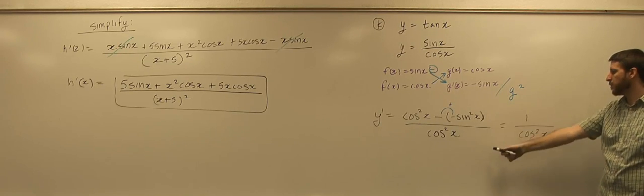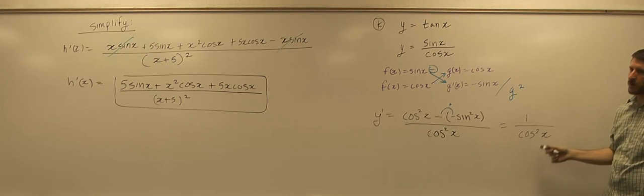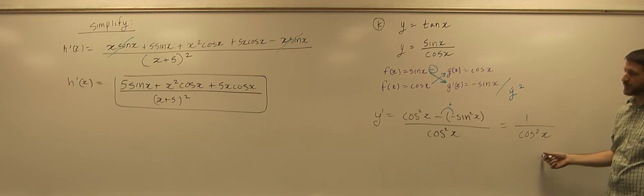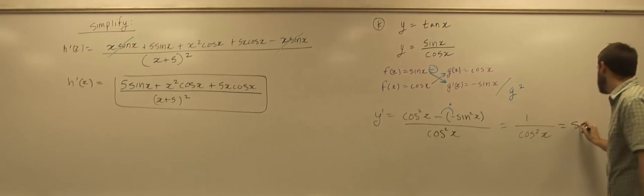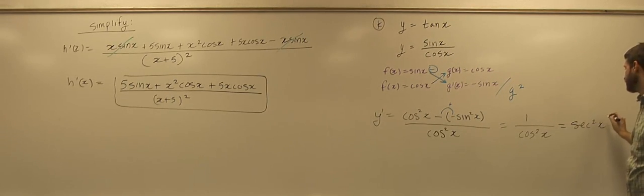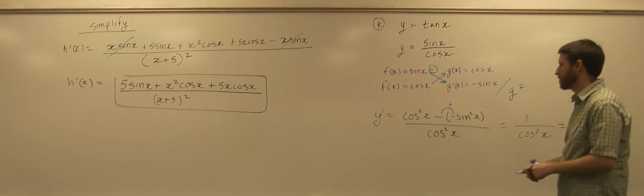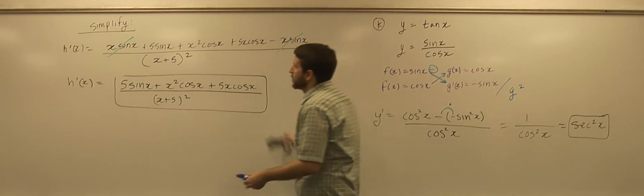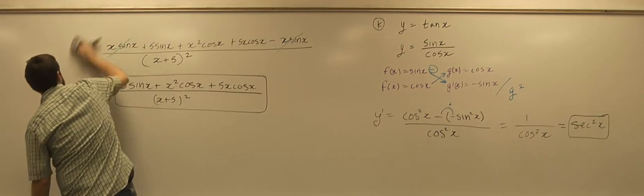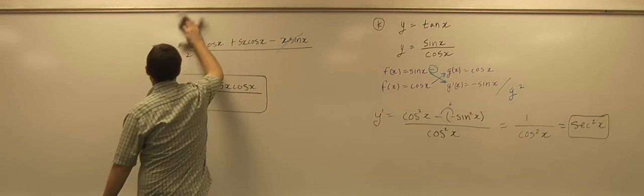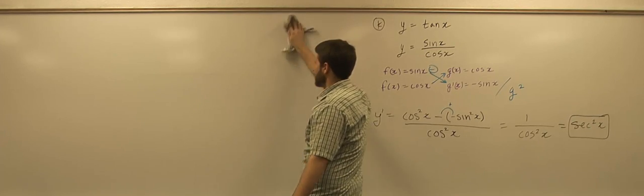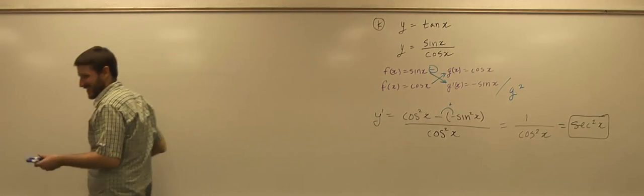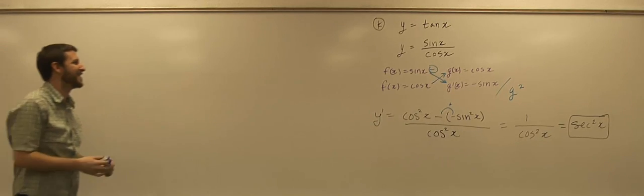So the top becomes 1, the bottom is cos squared. 1 over cosine is equal to secant. So altogether we have y prime is equal to secant squared. Okay?